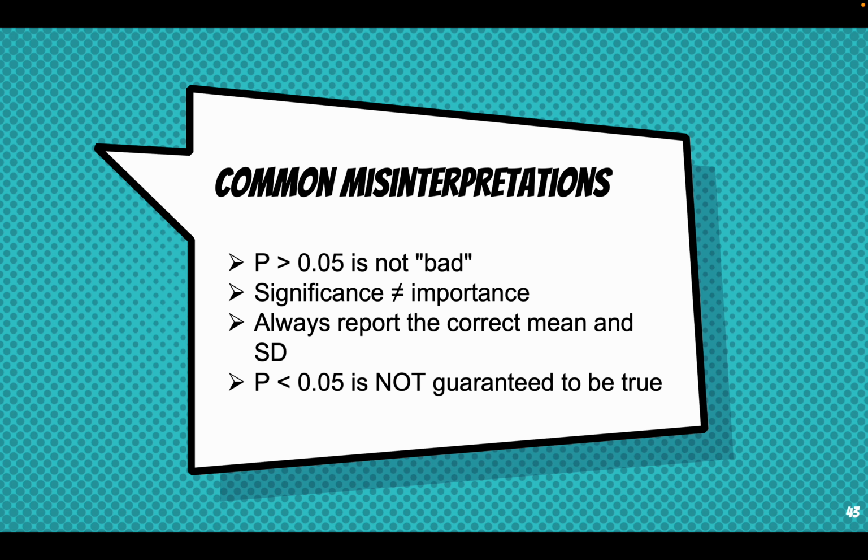So a few reminders. P more than 0.05 or when the hypothesis is not significant does not necessarily mean bad. It must have some other meanings behind it, and you as a researcher need to tell the readers what it means. Significance does not necessarily mean importance. It can also have other interpretations, and of course, as a researcher, you need to give that interpretation. Always report the correct mean and standard deviation, and p less than 0.05 is not guaranteed to be true.